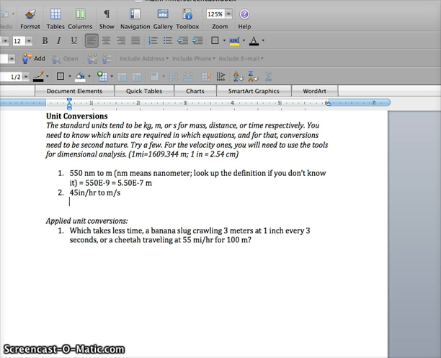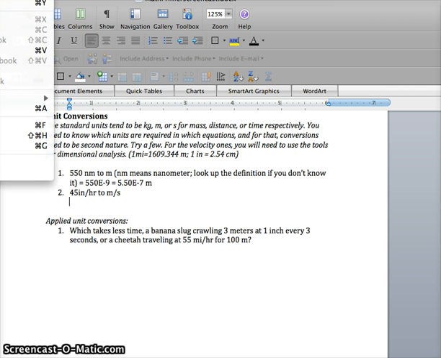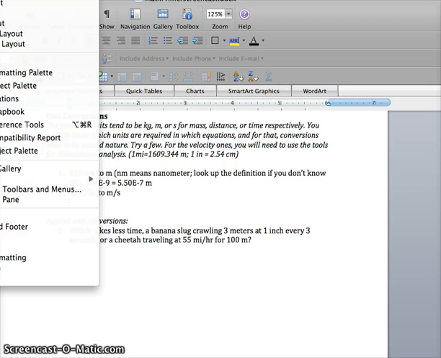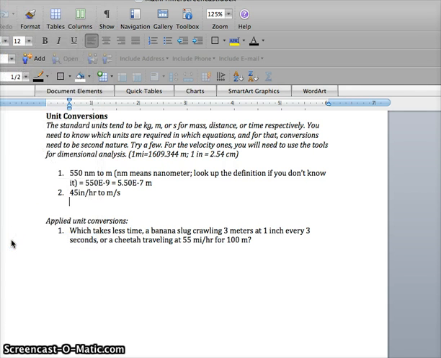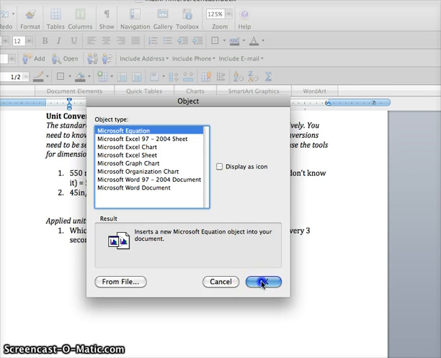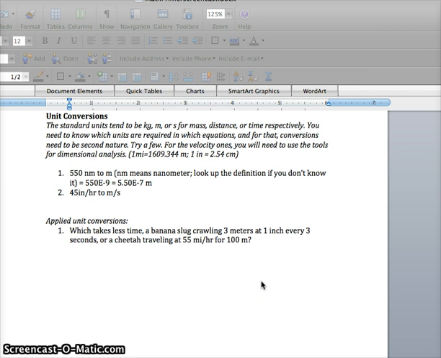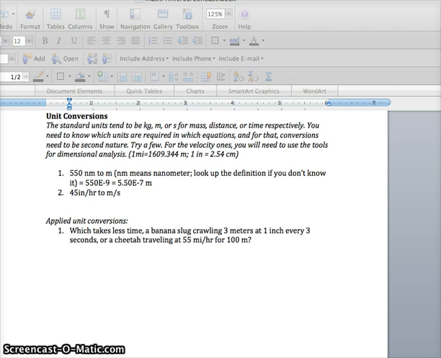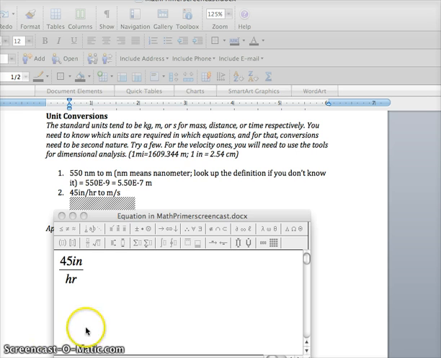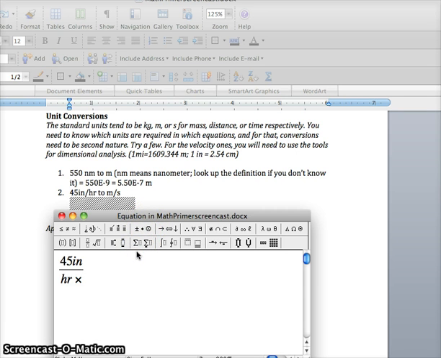Now for this, I want you to use the factor label method, or at any rate, one way of doing it is to use the factor label method. And we can insert an equation to show you how that's done. And some of you might remember, but in case you don't, I'll show you right now. Okay, so you've got 45 inches per hour, and you want to turn that into meters per second. So the first thing we're going to do is convert, well, there's different orders that you can use, but I think the easiest thing to see is maybe going from hours to seconds.